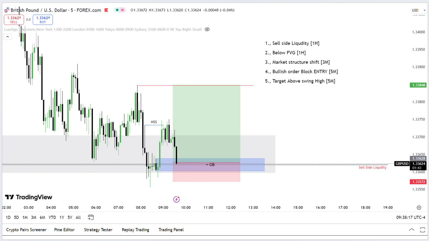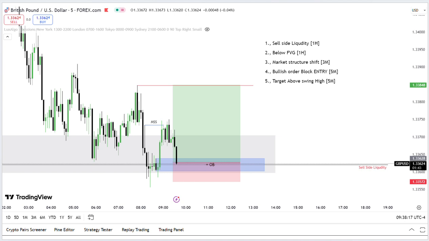Then I am waiting for a liquidity shift in the London session. In the London session the shift was not taken. When New York opened, the liquidity shift took place. That is the first step. Second step.